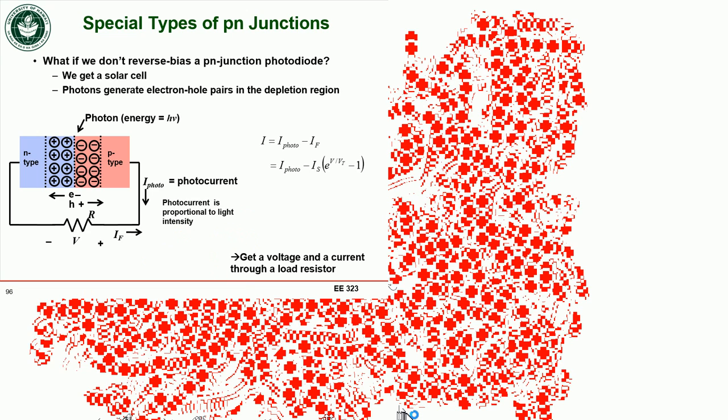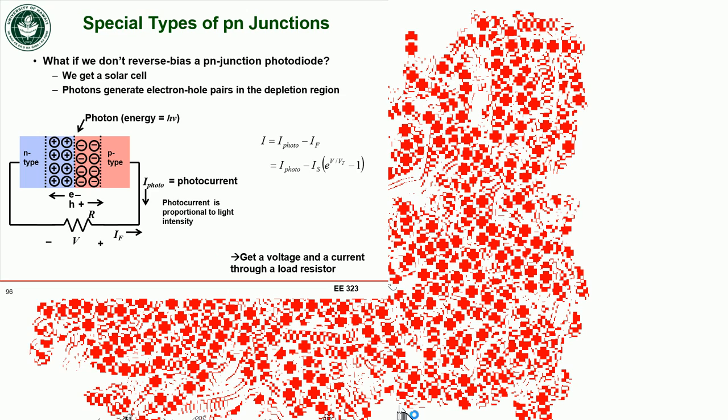So this type of structure, remember I said for the diode I'm not getting power from nothing if it's just sitting there. But in this case I kind of am, as long as I have light shining onto it. If I connect a resistor across this PN junction, I will get a voltage and a current through this resistor. And that's how a photovoltaic cell is working.